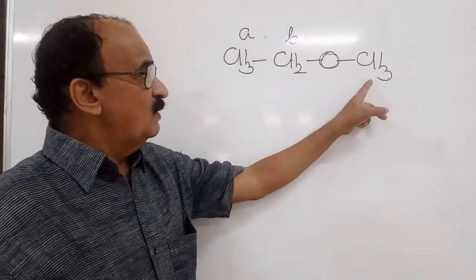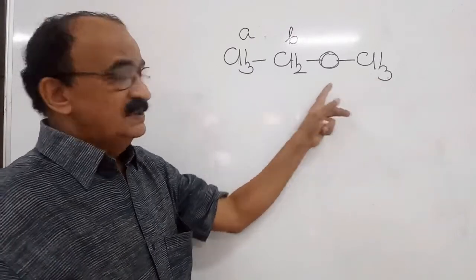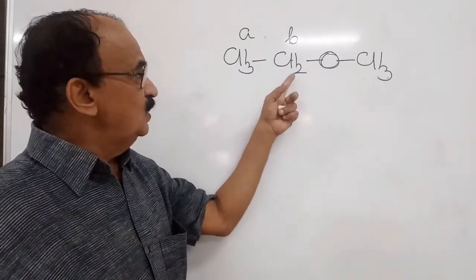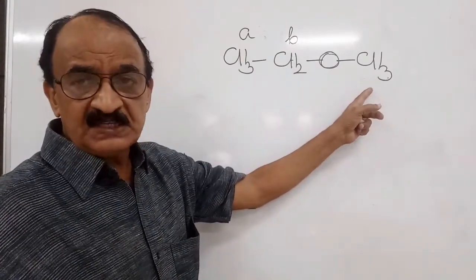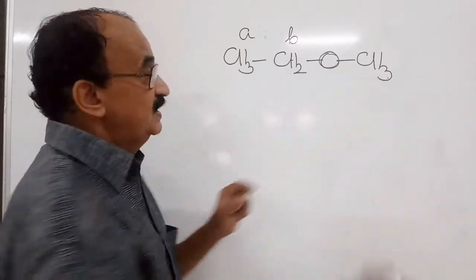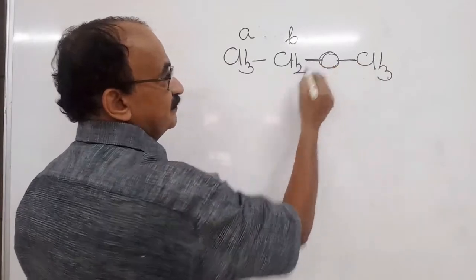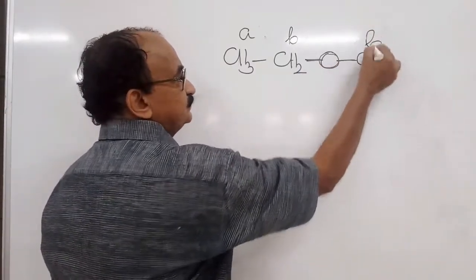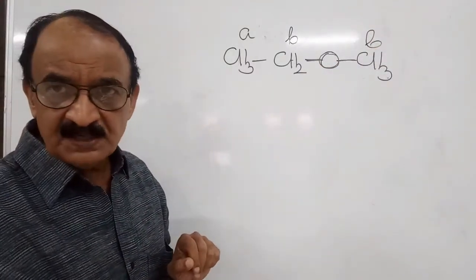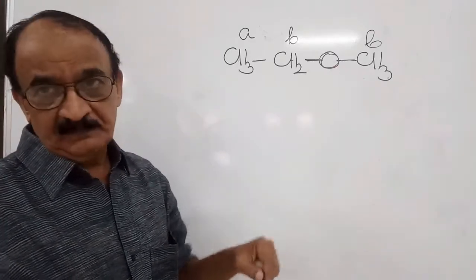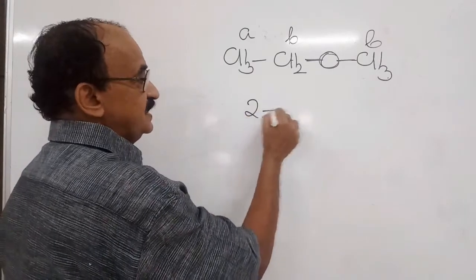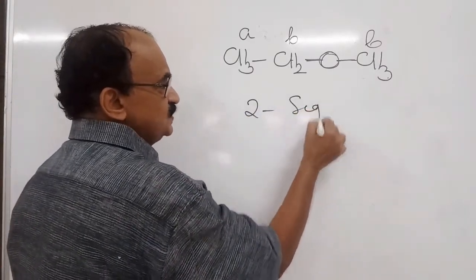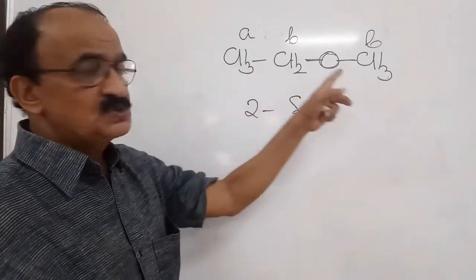What is the chemical environment of these three protons? Whatever be the chemical environment of these two protons, the chemical environment of these three protons are also similar because they are equidistant. Therefore, this also B. Am I right? Now, how many signals does it give? It gives two signals, due to A set and also B set.